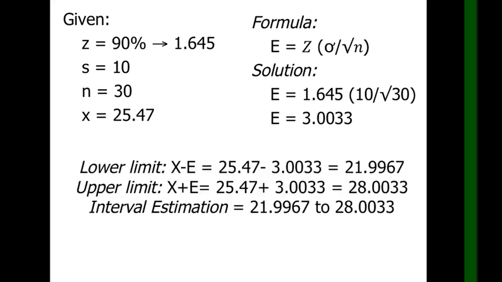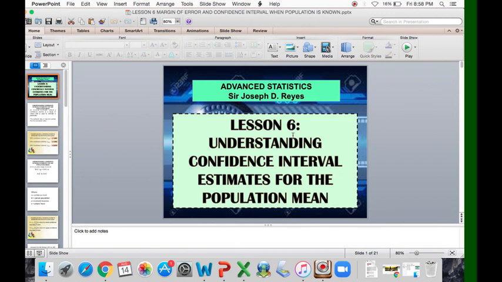After that, we can get the lower limit, which is x minus e is equal to 25.47 minus 3.0033, and the answer is 21.9967. And for the upper limit, we have x plus e equals 25.47 plus 3.0033, and the answer is 28.0033. Therefore, the interval estimation is equal to 21.9967 to 28.0033. So that's the end of our discussion for today.